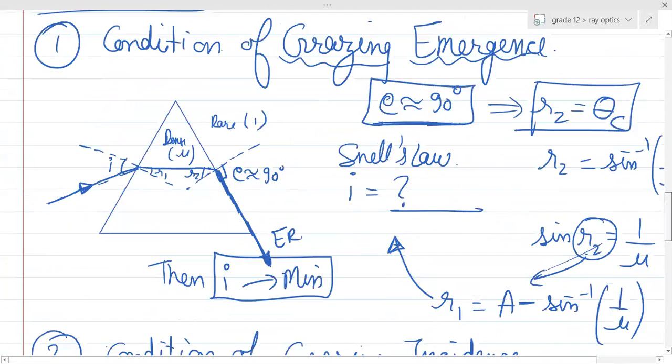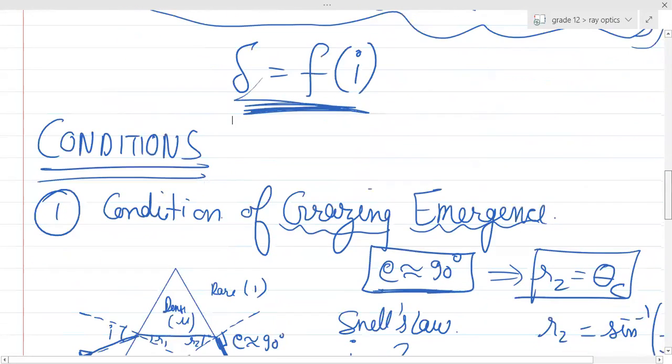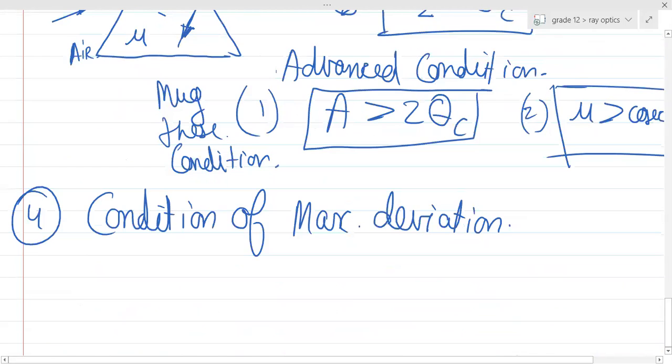Do you remember this function which we just derived for delta and I? If I ask at what angle of incidence delta will be maximum or minimum, which concept will you apply? Maxima, minima. But you can see the function itself is way too big, sir. Solving this would take all night. But don't worry, people have already done it for you.